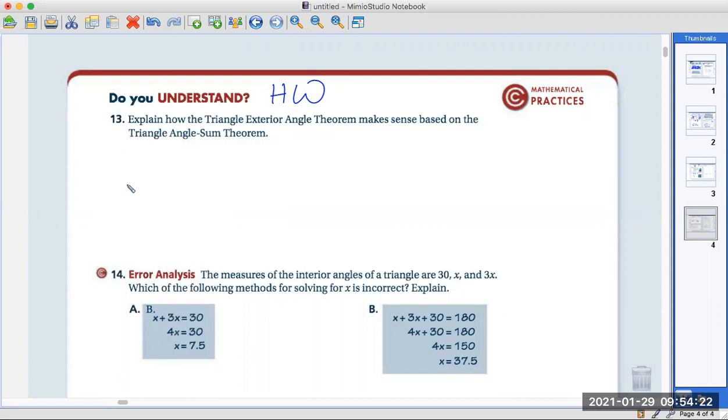All right, so we're on page 103. You're going to do number 13. No, wait, where are we? Oh, this is the wrong page. Sorry, guys. I didn't want to assign this one. I think I'm on the wrong page.